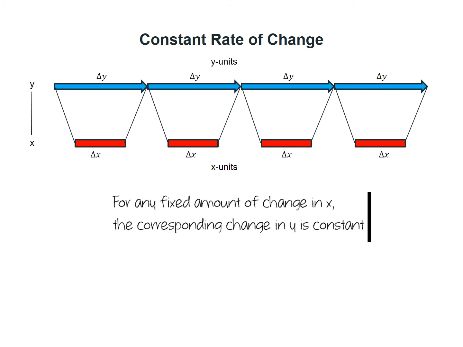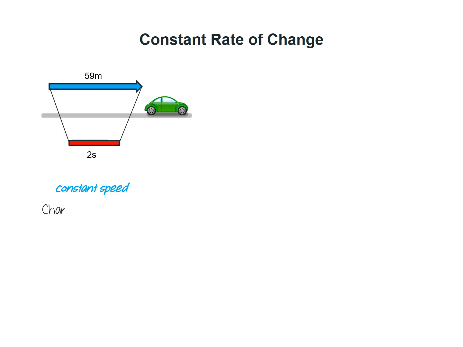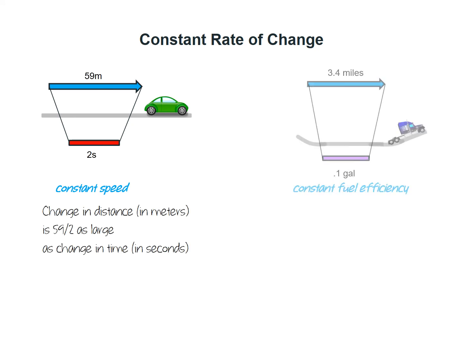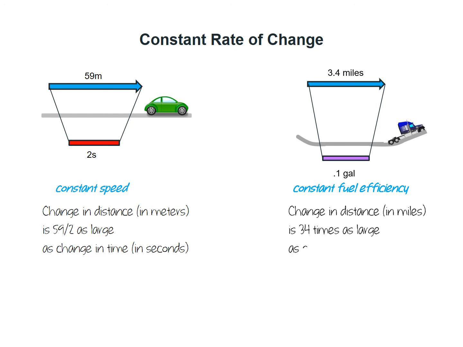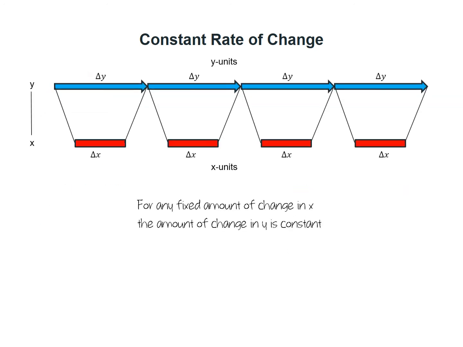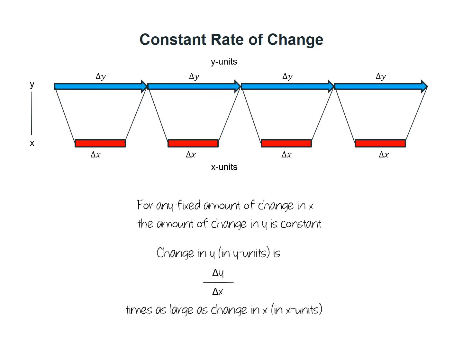For example, with constant speed, we saw that the change in distance in meters is always 59/2 as large as the change in time in seconds. And with constant fuel economy, we saw that the change in distance in miles was always 34 times as large as the change in the amount of fuel in gallons. So in general, a constant rate of change of y with respect to x means that the change in y units is delta y over delta x times as large as the change in x units.